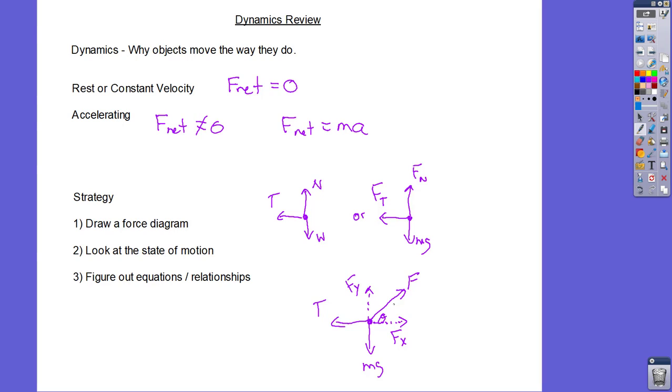So what do we mean by figure out relationships? For example, if this object here that I'm talking about is at rest, then what that means is the up and down forces have to balance out, the left and right forces have to balance out. So we could say that T is equal to Fx, and we could say that Fy is equal to mg. That depends on the problem, and again, the state of motion. So let's do a few examples here.